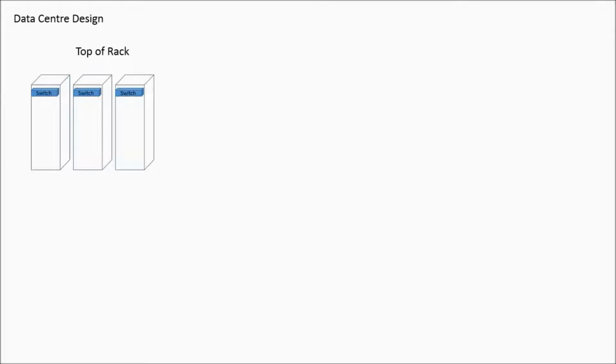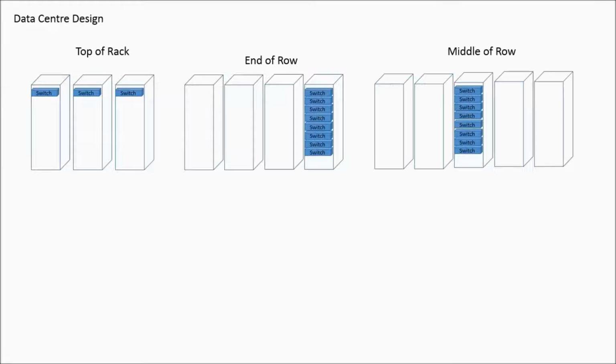For data center design, there are usually 3 topologies. The first one is top of rack, the second one is end of row, and the third one is middle of row. The middle of row is actually not usually used, so the most common ones are top of rack and end of row. They have their own advantages.